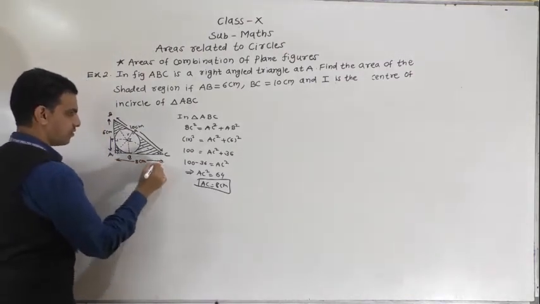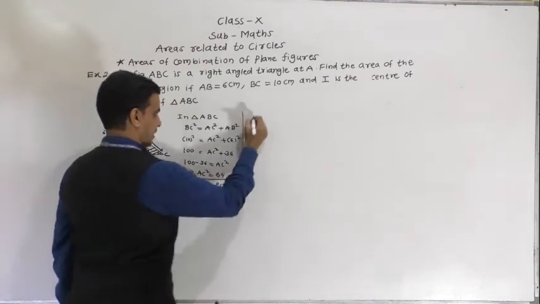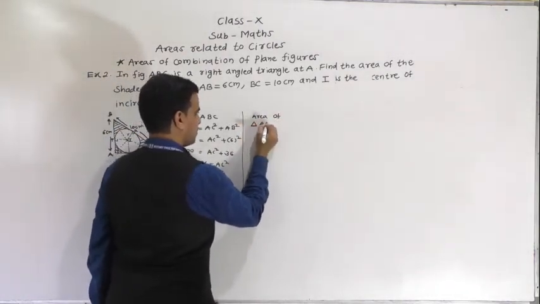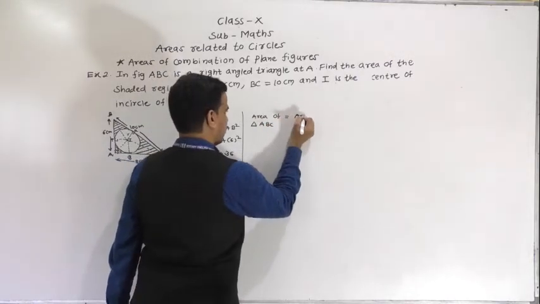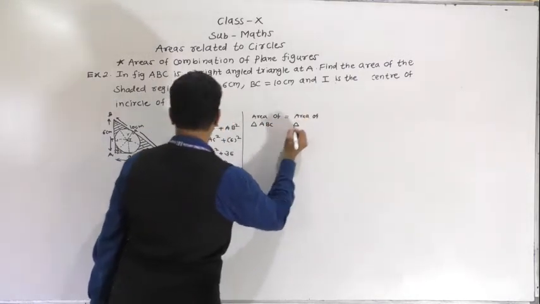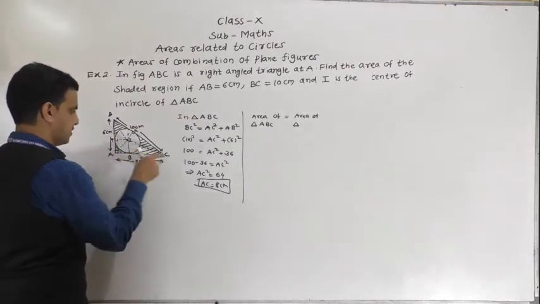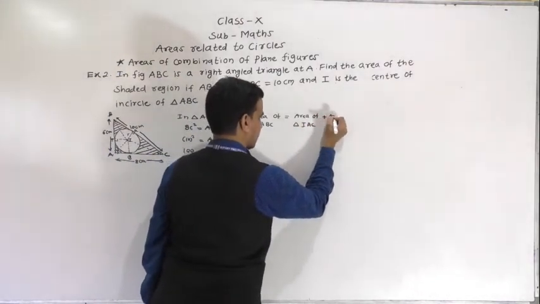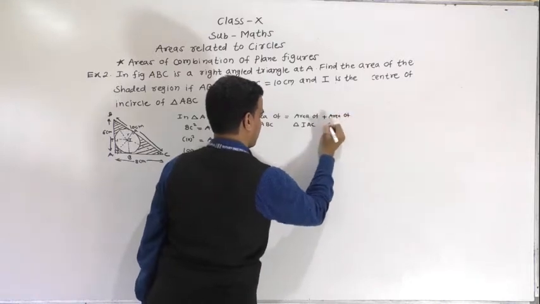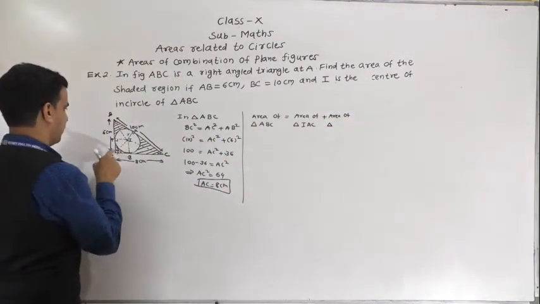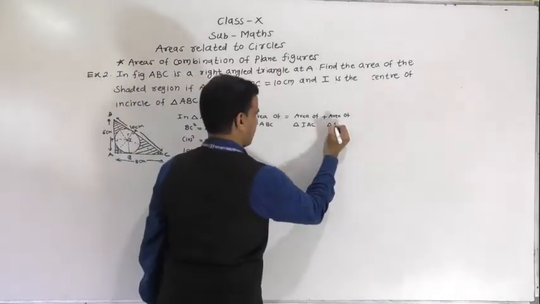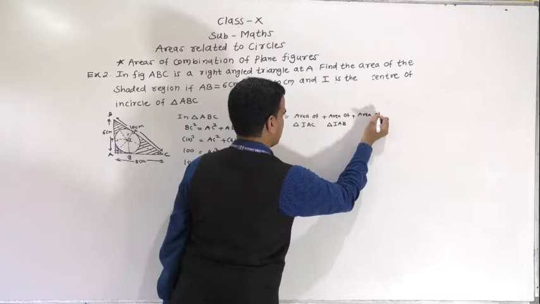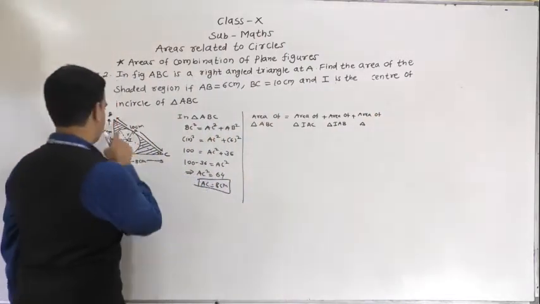Now the next step: area of triangle ABC is equal to area of triangle IAC plus area of triangle IAB plus area of triangle IBC.